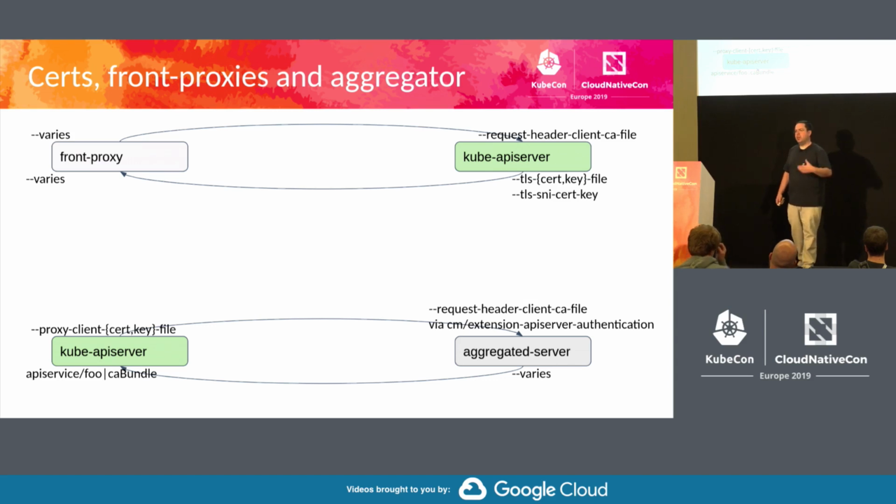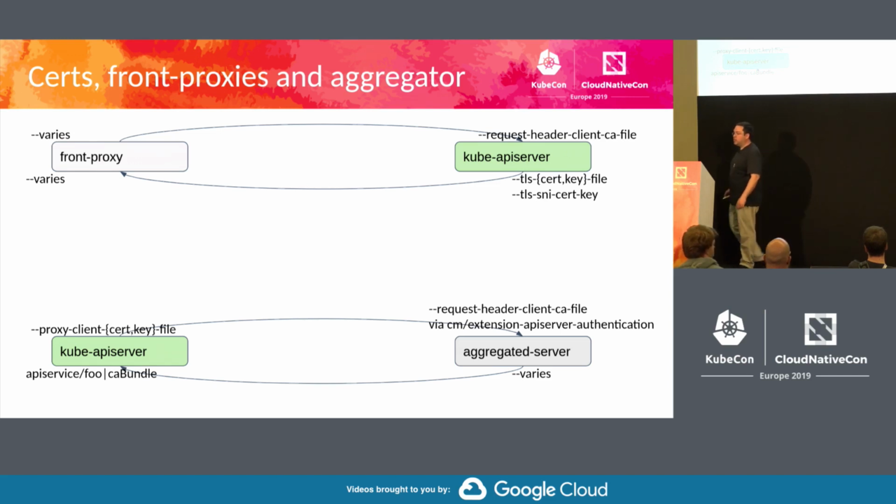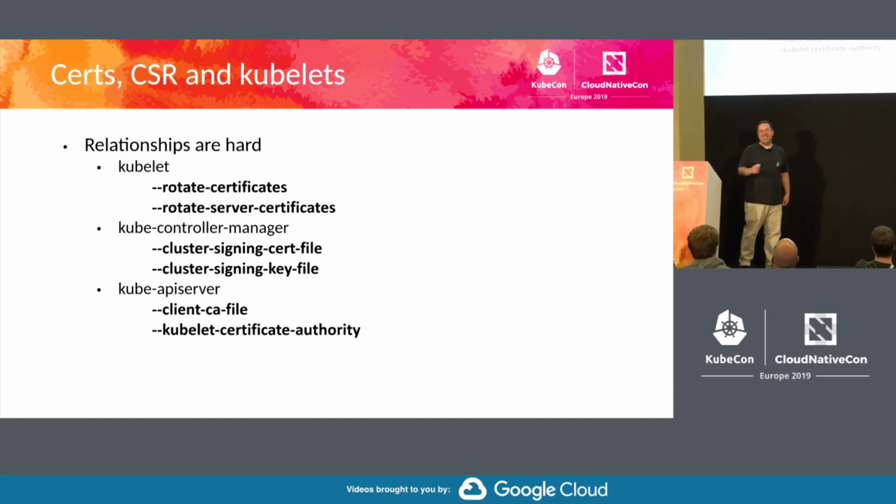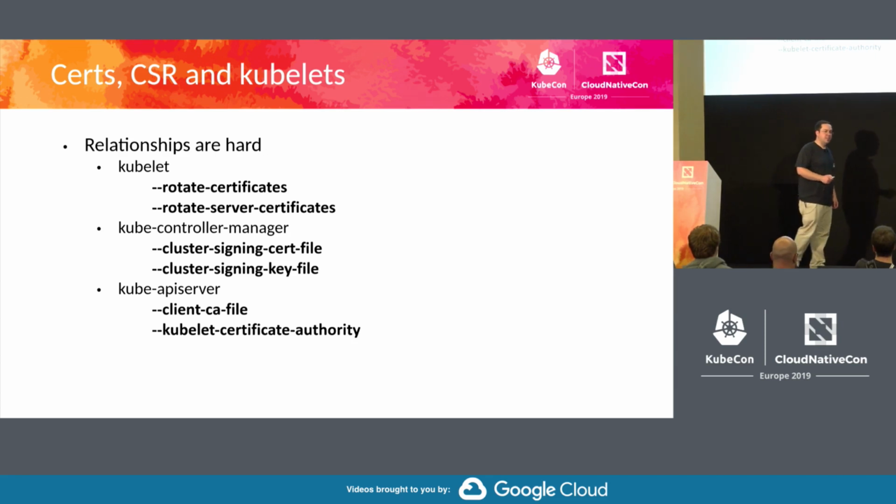And there are a few other aggregated API service catalogs as an example. OpenShift has an aggregated API server as well. All right, so certs, CSRs, and kubelets. It's important to always remember the relationships that you have between the components.